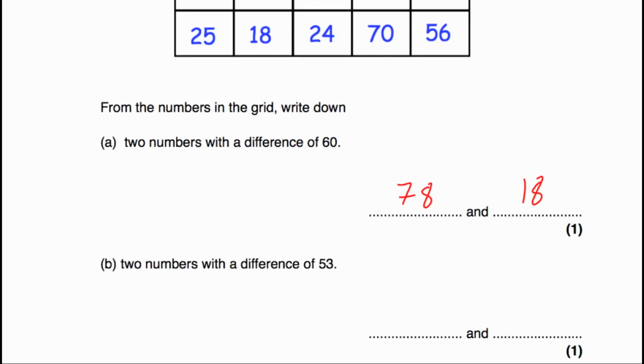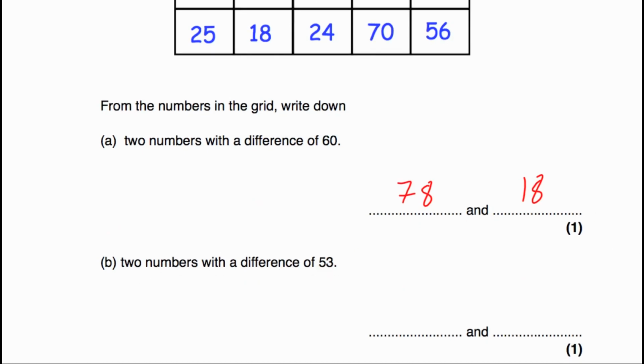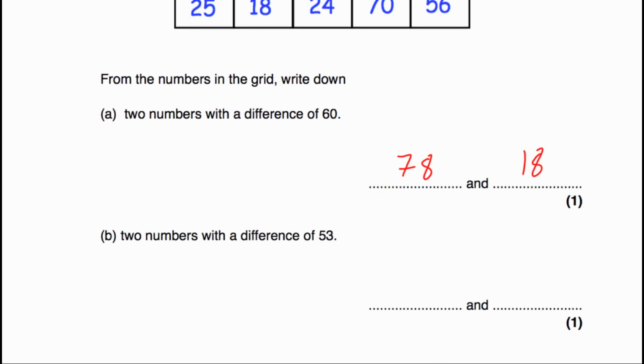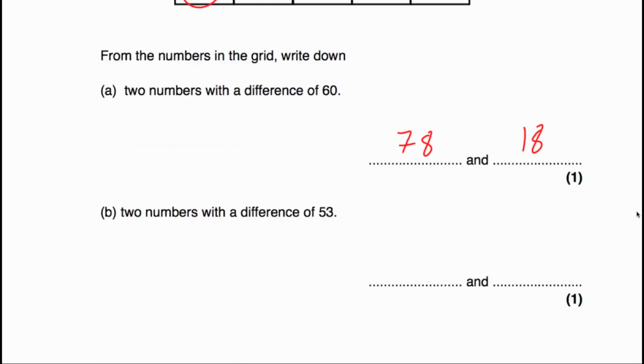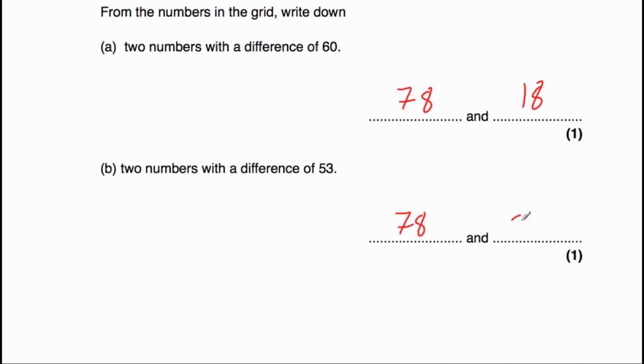Okay, part B says find two numbers with a difference of 53. So what I'm going to do is look at our table and choose one of the bigger numbers. I'm going to take away 53 and hopefully get one of the other numbers in the table. So let's choose our biggest number, 78. So 78, and let's take away 53 and see what we get. 8 take away 3, that's equal to 5. And 7 take away 5, that's equal to 2. So 78 take away 53 is 25. Oh, that's in the table. So actually 78 and 25 have a difference of 53. So that means that our answer would be 78 and 25. And that's it.